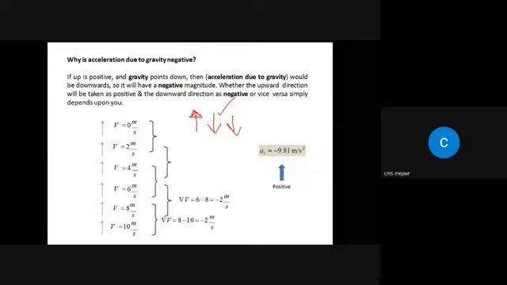Between these two, 10 minus 8, 2, right? What about this one? 8 minus 6, 2. What about this one? 6 minus 4, 2 again. So again 2.